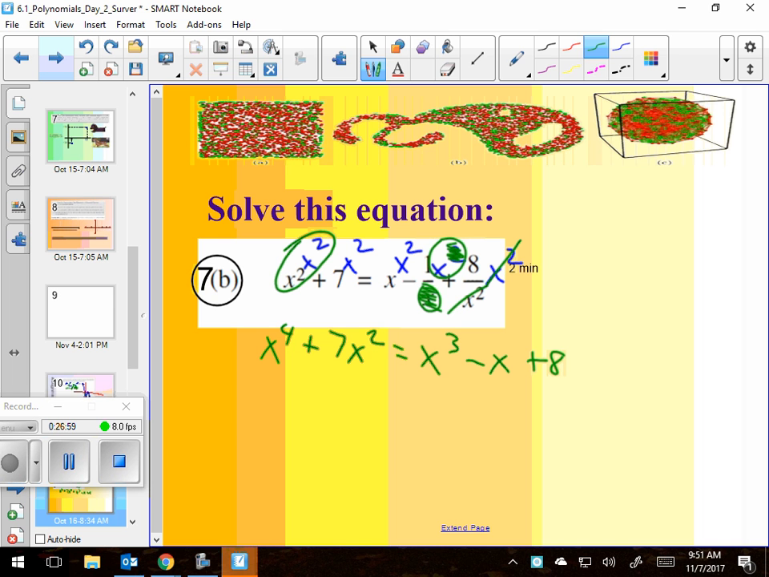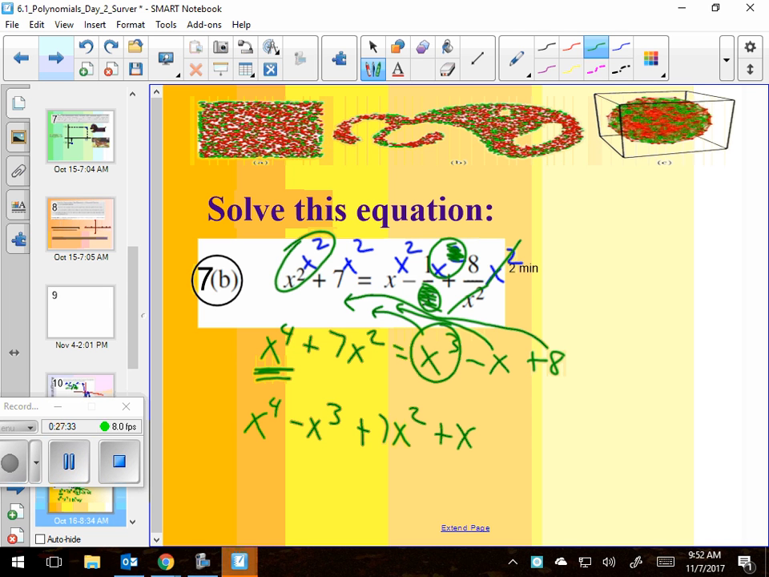Because now I have to get everything over to one side. Personally, I'd probably move all this stuff over here because I want my lead coefficient to be positive. And if I do it this way and get them all to come over to the left side, my biggest power is this x to the fourth here, and I want it to be positive, because then I don't have to worry about it going down on the right. So this is x to the fourth. When I bring this x to the third over, it'll be negative x to the third plus 7x squared was over already on the left side plus x minus 8 equals 0.